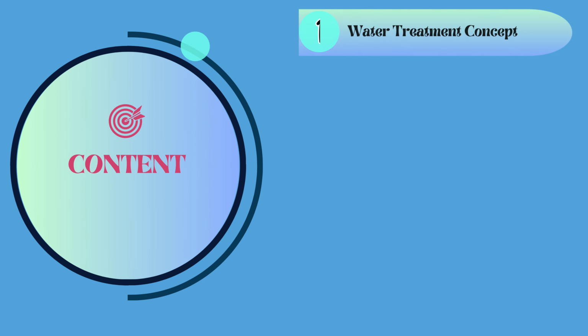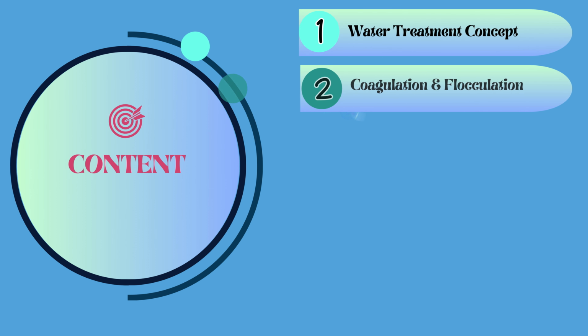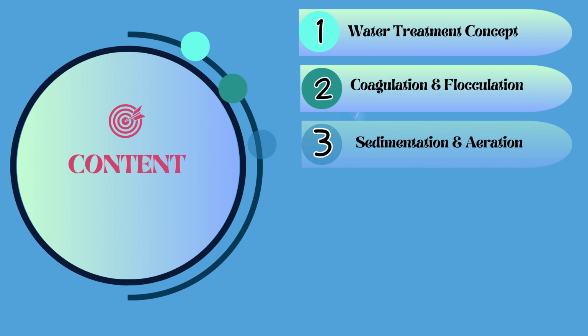In our journey today, we'll start with the basics of water treatment concept, discover how we make water safe for drinking using a range of methods and techniques. Next, we'll explore coagulation and flocculation, key processes that remove impurities and make water clean. Then we'll look at sedimentation and aeration, where big particles settle in tanks. Learn about the simple requirements for this important step.